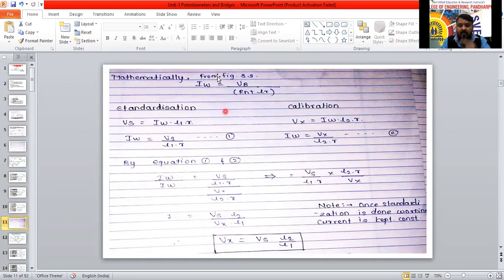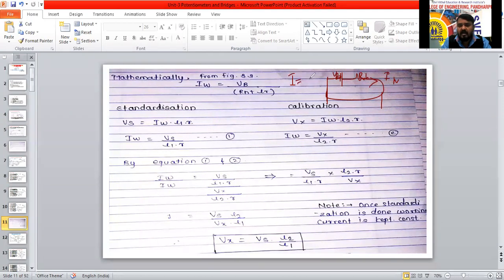Okay. So for the main circuit, here is the battery, here is the RH, and here is the point AB. The current flowing through this one we are going to call IW. This is RH, and this is VB here. What is the formula for V? V equals IR. So I equals V by R.